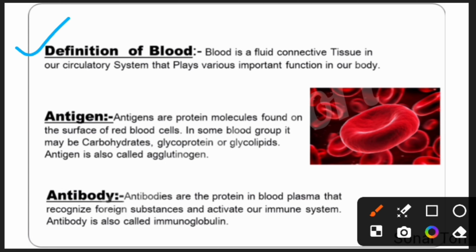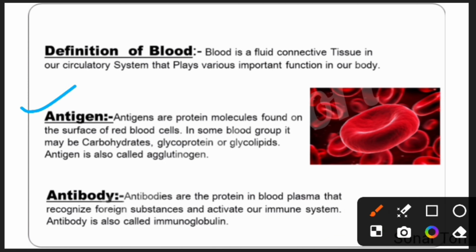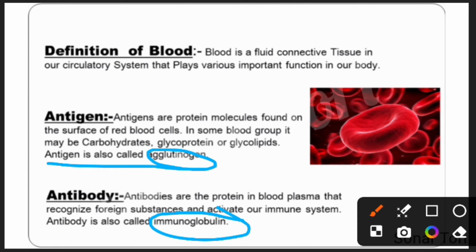Then there is a definition of blood. Blood is a fluid connective tissue in our circulatory system that plays various important functions in our body. Then antigen. Antigens are the protein molecules found on the surface of the red blood cell. In some blood groups, it may be carbohydrate, glycoprotein or glycolipid. Antigen is also called agglutinogen. Then antibody. Antibodies are the proteins present in our blood plasma that recognize foreign substances and activate our immune system. Antibody is also known as immunoglobulin. So antigen is called agglutinogen and antibodies are called immunoglobulins.